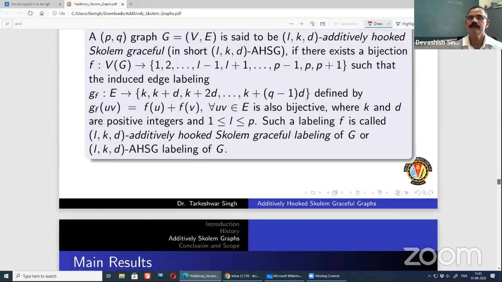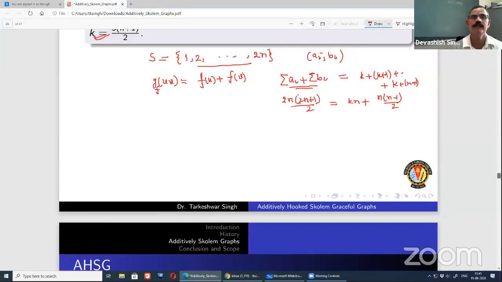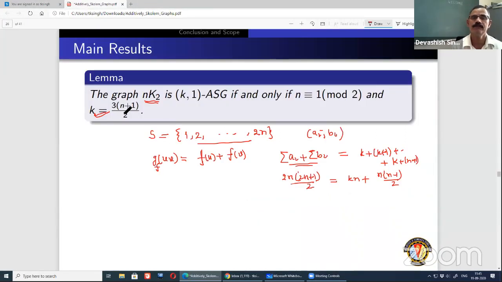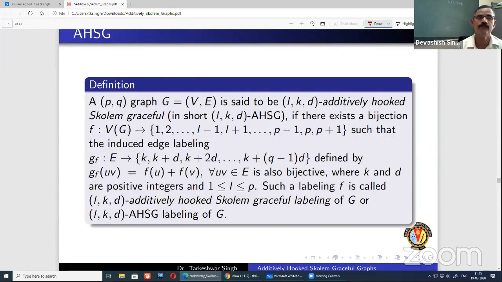Now next, what we have done: instead of the set of 2n integers, we have taken the set from 1 to 2n plus 1. Suppose in some cases, you see here, this k must be an integer. So when k must be an integer, n must be 1 mod 2. What about when n is an even number? We cannot get an additively Coulomb graceful labeling in that case. So we ask, can you think about the hooked version of this?